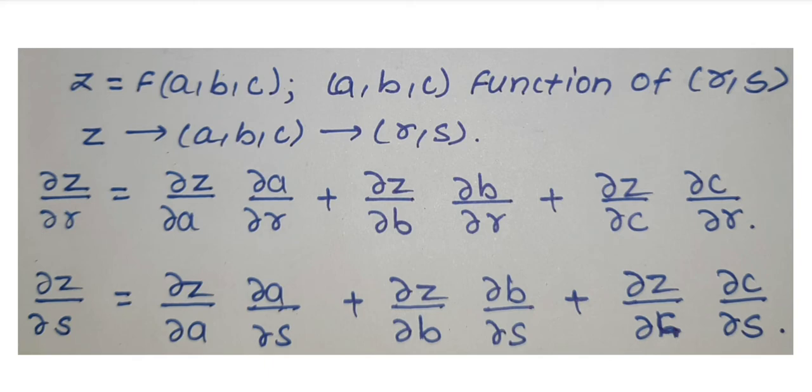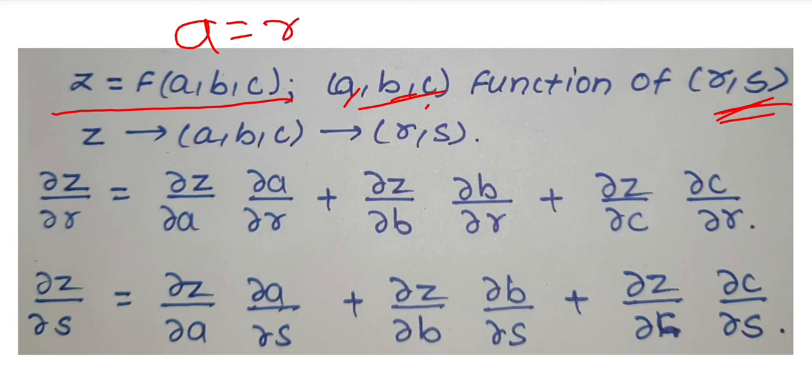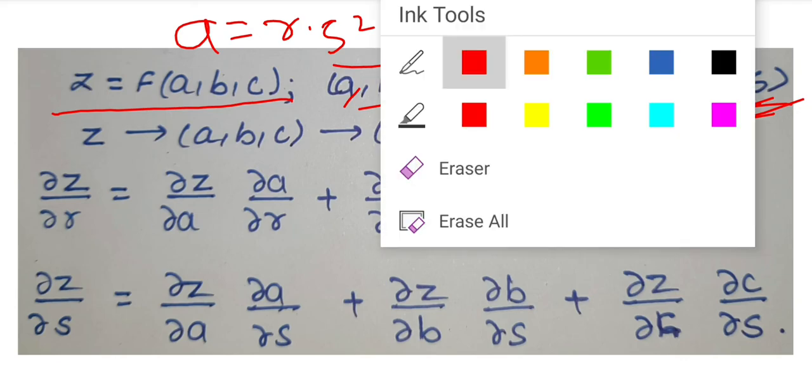Now this is the last type which we will include in our syllabus. The questions will come on this type also. Okay, if z is the function dependent on three variables a, b, c, and a, b, c are the functions which are dependent on two variables r comma s, means if a is equal to some r into s square, b is the function like s square r square, and c is the function like rs. Okay, so a, b, c are dependent on r comma s. This is just an example, but it can be anything.